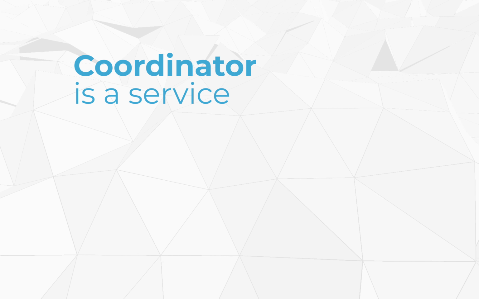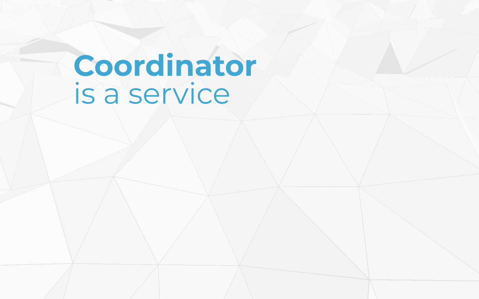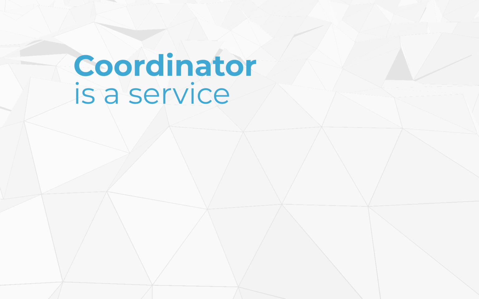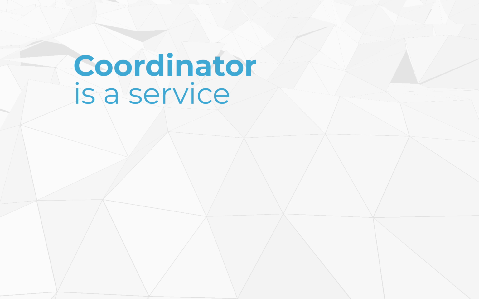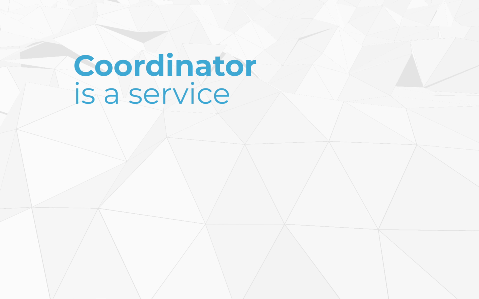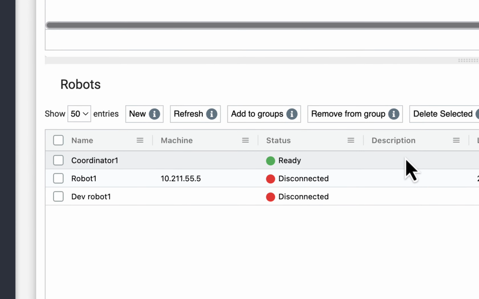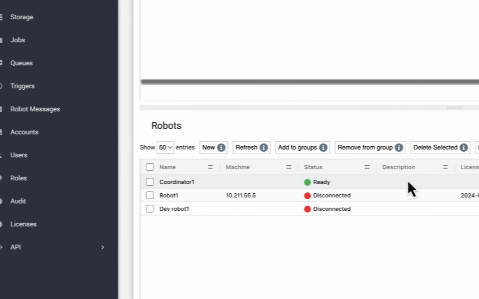Please note, Coordinator does not require a separate user account, as it is installed in the operating system as a service. So you can deploy Coordinator on one of the machines allocated for robots, to save resources. Back in Orchestrator, we see that the status of the Coordinator is now ready. This status indicates normal operation of the Coordinator. Any other status would indicate a malfunction.